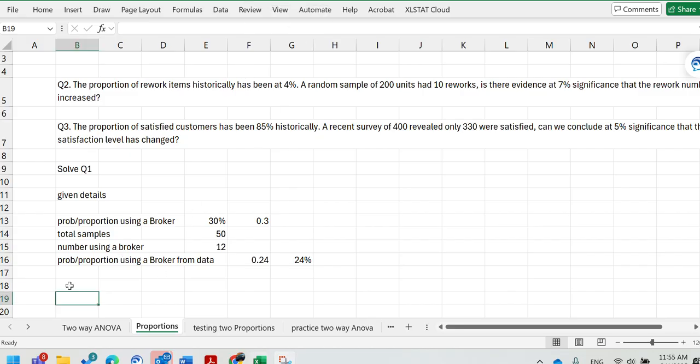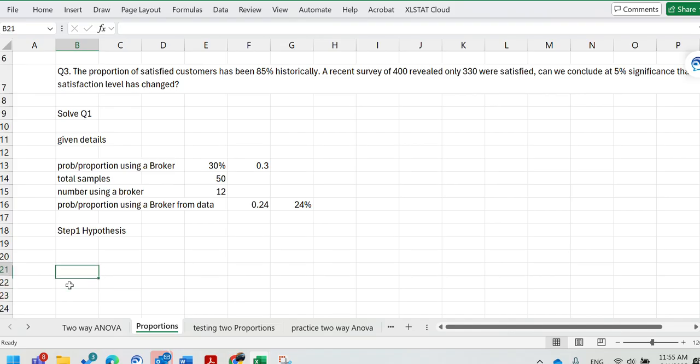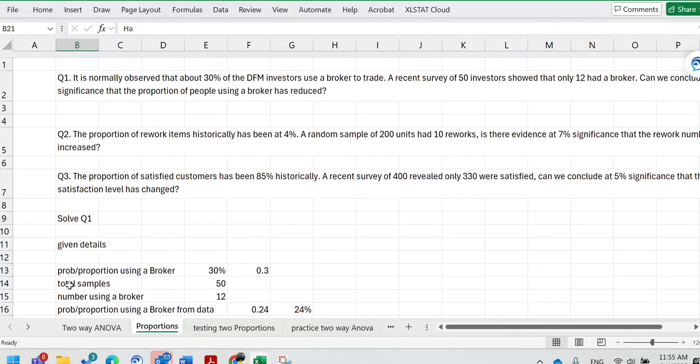So I now continue with my testing process, which is step 1. What is the first step? Hypothesis. Stating the hypothesis. So always remember, hypothesis has two parts, H naught and HA, right? There is always H naught, HA. To make it easier for understanding and writing, I always write HA first, okay? Because HA is nothing but what is given in the question, right? So what is given in the question?